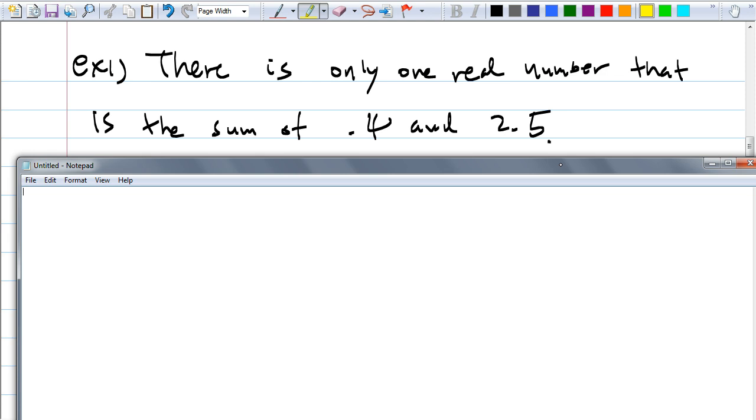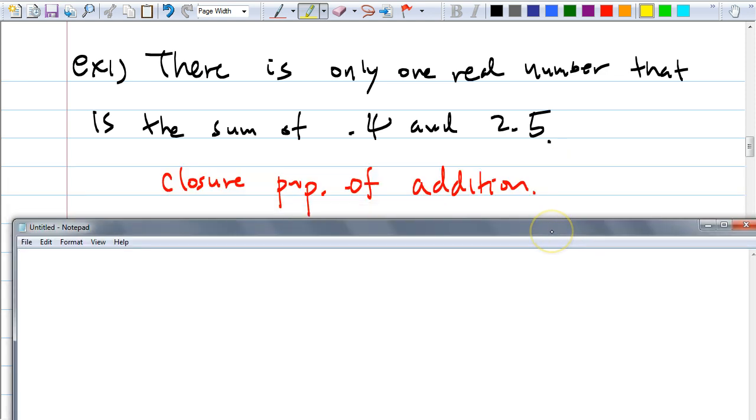How about someone I haven't picked today? How about Dana. Closure property. Would you get this right if you just wrote closure property? No, there were two types of closure property. Closure property of what? That's correct. It'll be the closure property of addition. Is this pretty simple? Okay, good.